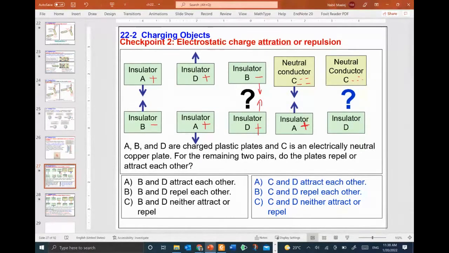Now what if insulator D was negatively charged? This is just a what-if. Let's assume this is an insulator that is negatively charged, and we bring it close to the conductor. What will happen to the electrons? The electrons will run away, so they will move to this side, leaving behind a positive charge, and still you have attraction. So in both cases, whether this is a negative charge or a positive charge, when you bring a charged insulator to a conductor, they will attract.